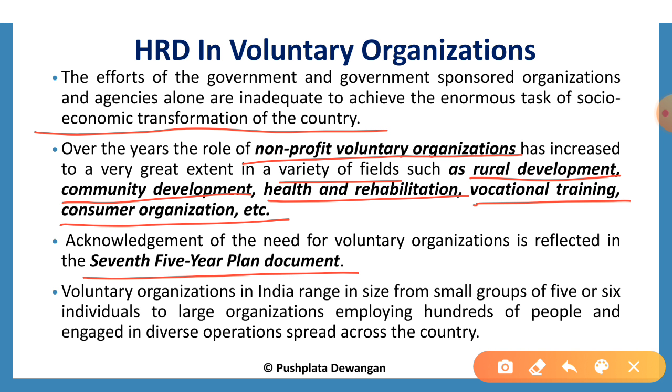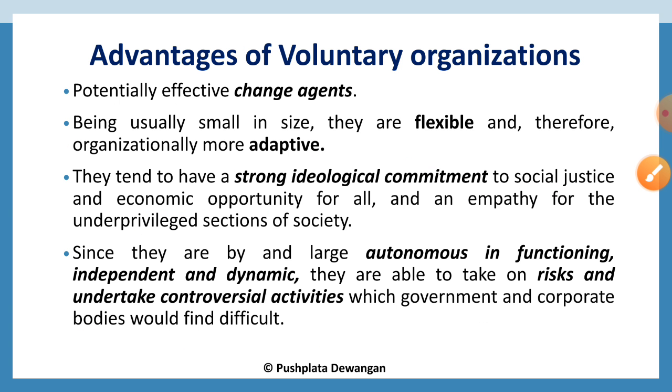The acknowledgement of the need for voluntary organizations is reflected in the seventh 5-year plan document. The seventh plan can be implemented successfully only with the involvement of people, and the plan proposes to do this by increasing the involvement of voluntary agencies in implementation of planned programs. Voluntary organizations in India range in size from a small group of 5 to 6 individuals to large organizations employing hundreds of people, engaged in diverse operations spread across the country.